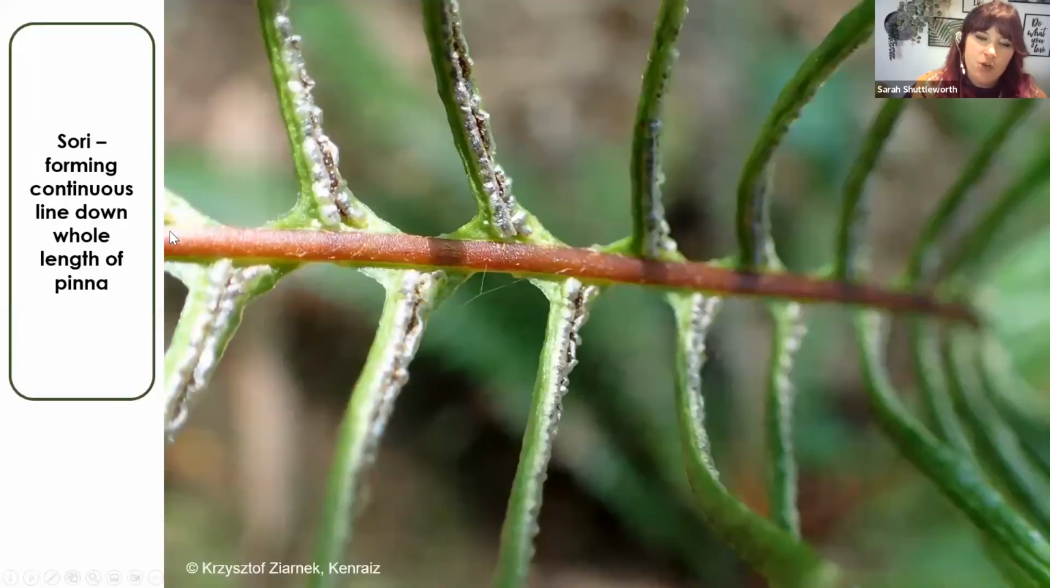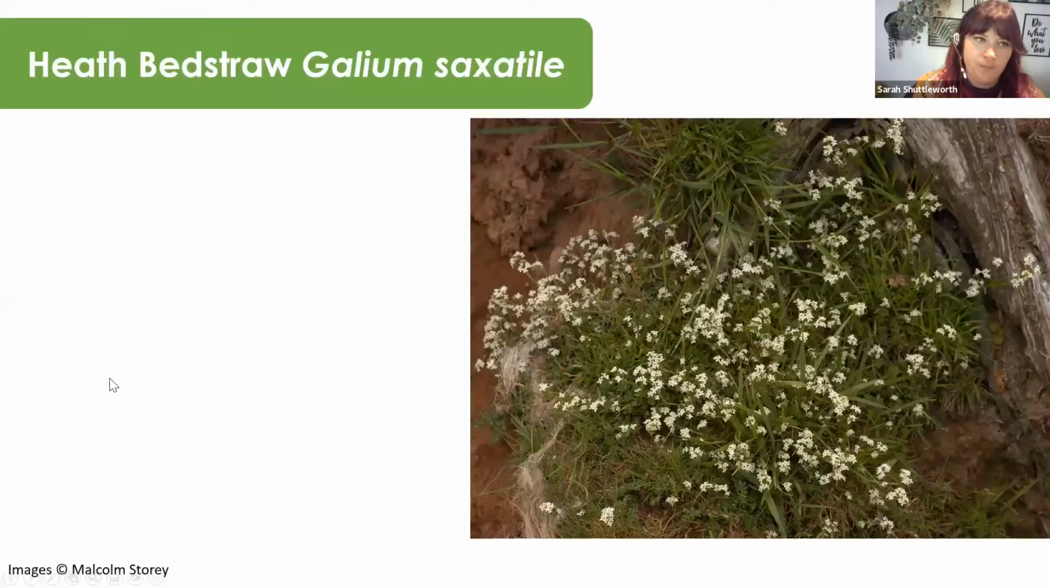And then just to show you on the back, you have these sori, and they form a continuous line down the whole length of the pinna. So you can see the way that they're forming this continuous line. And again, this is only going to be on those fertile fronds.